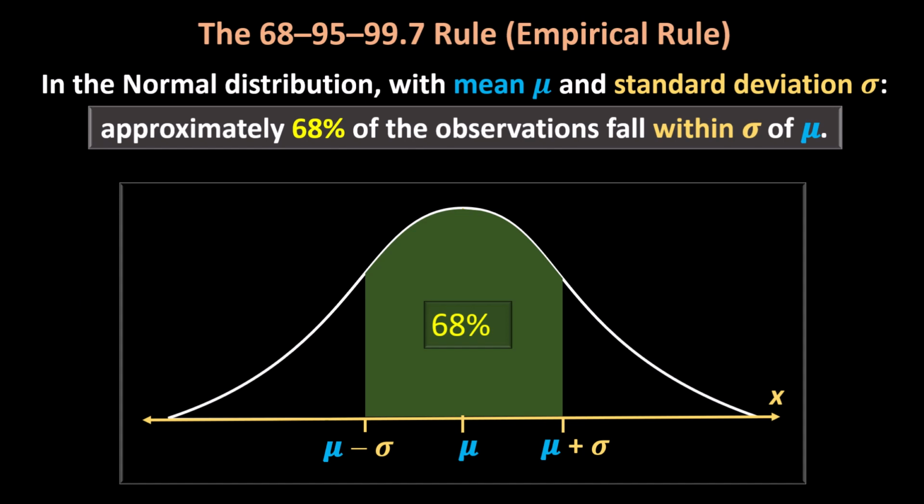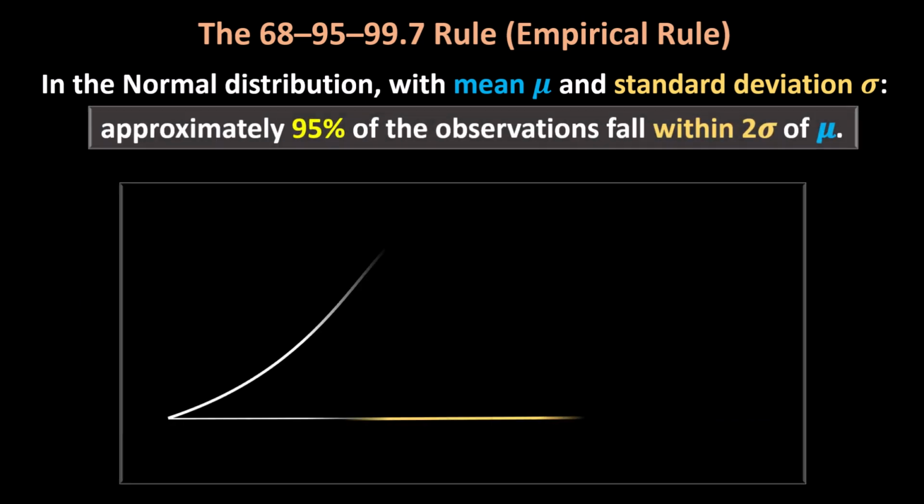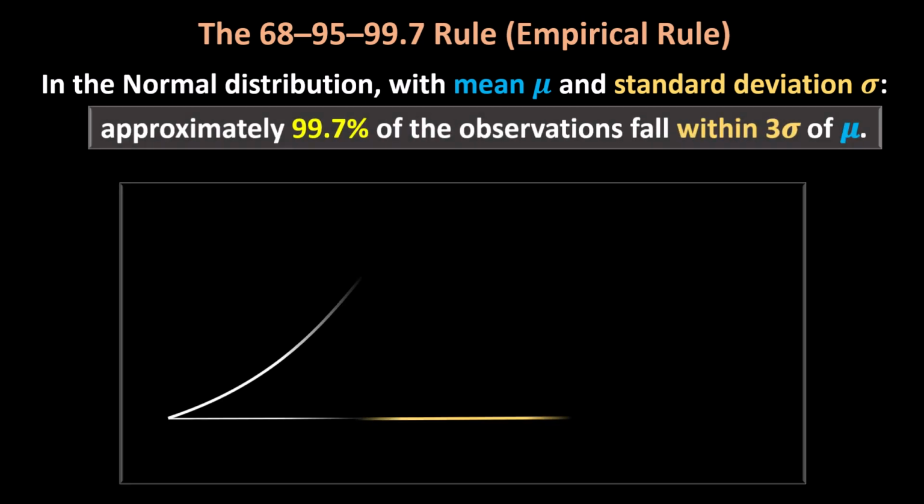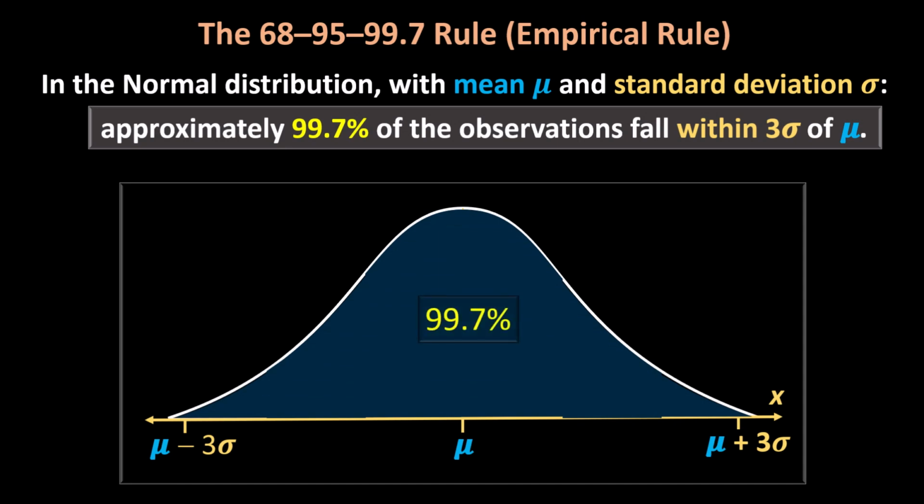That means 0.68. Similarly, you can explain this for 95%, that is between mu minus 2 sigma and mu plus 2 sigma. And the last one, 99.7%, between mu minus 3 sigma and mu plus 3 sigma.